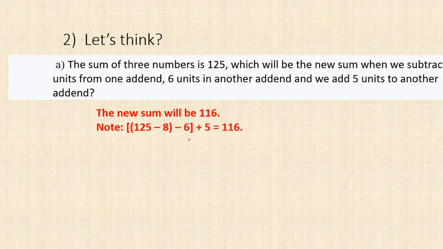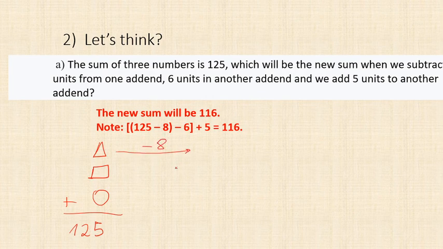Let's think. The sum of 3 numbers is 125. Which will be the new sum when we subtract 8 units from the first addend, 6 units from the second addend, and we add 5 units to the other addend? So I have 3 numbers that I don't know. Let's say it's a triangle, a square, and a circle. This addition gives me 125. So I'm going to subtract 8 units from the first addend.